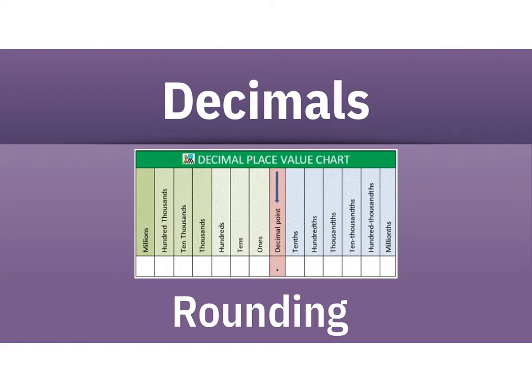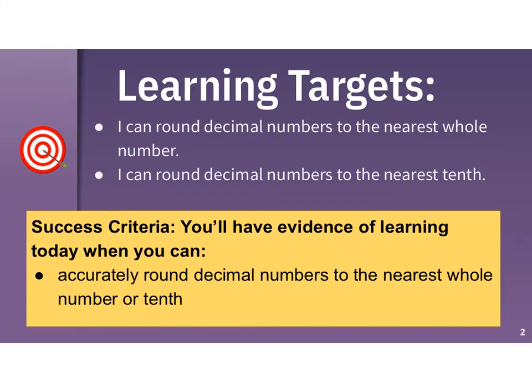Today our work with decimals will continue with rounding. Our targets today are that we can round decimals to the nearest whole number and round decimals to the nearest tenth. So you'll show your evidence of learning today by being given some numbers and some decimal numbers and rounding them to the nearest whole number or tenth.